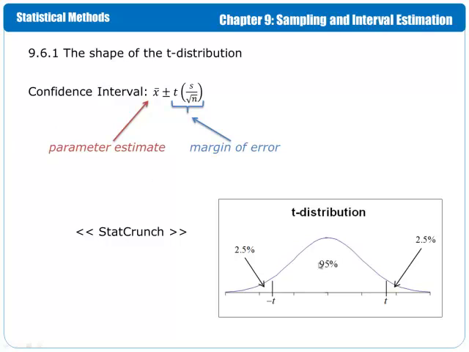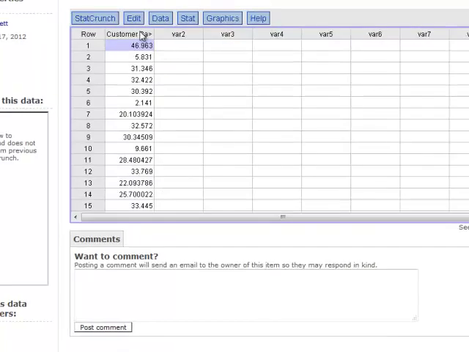For a 95% confidence interval, the idea is that you would have a t value from the distribution such that 2.5% is in this tail and 2.5% is in this tail. So we've got 95% in the middle and 5% outside. Let's take a look at how we would do this in StatCrunch. So here we have the customer satisfaction ratings. We have actually 100 customer satisfaction ratings, and we want to calculate a 95% confidence interval.